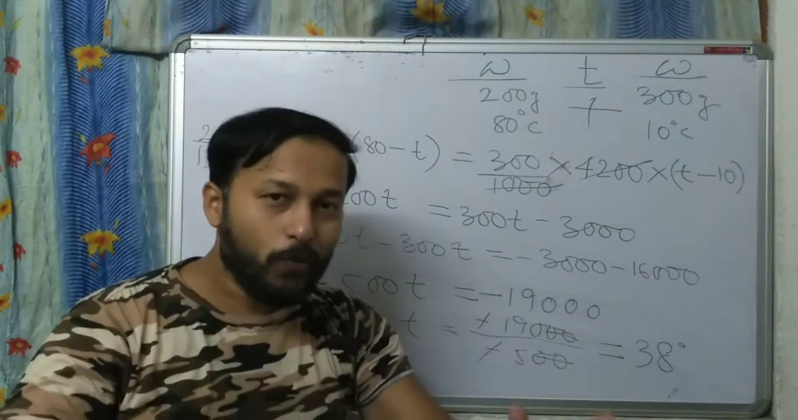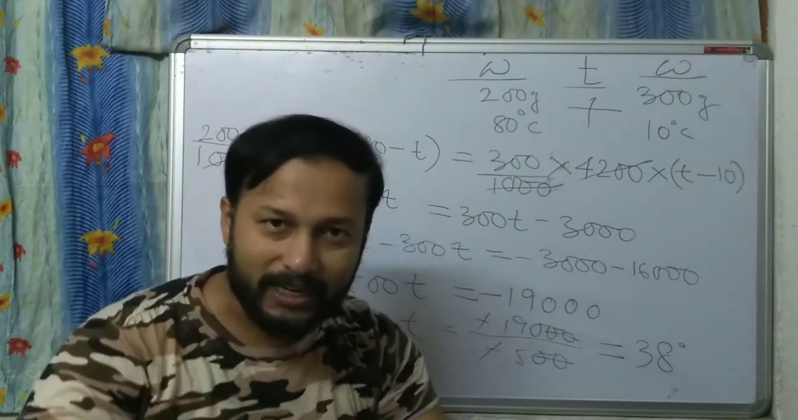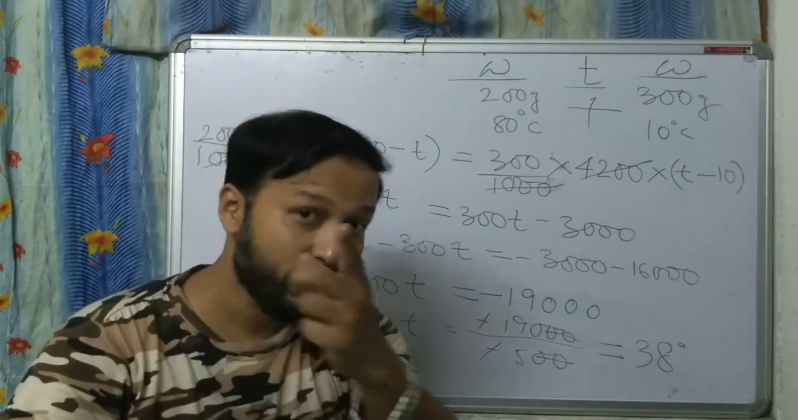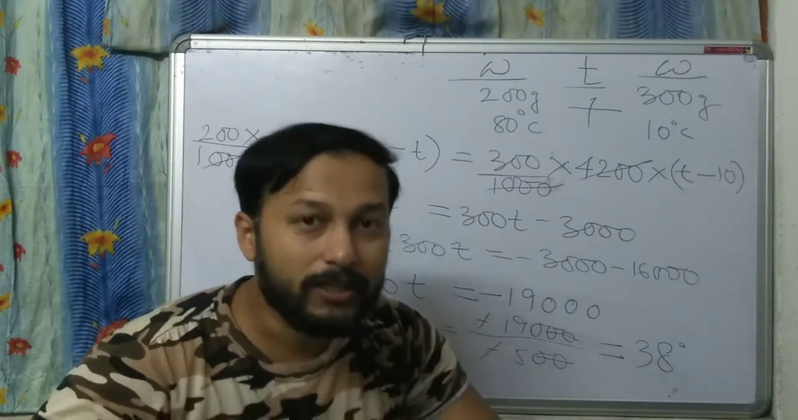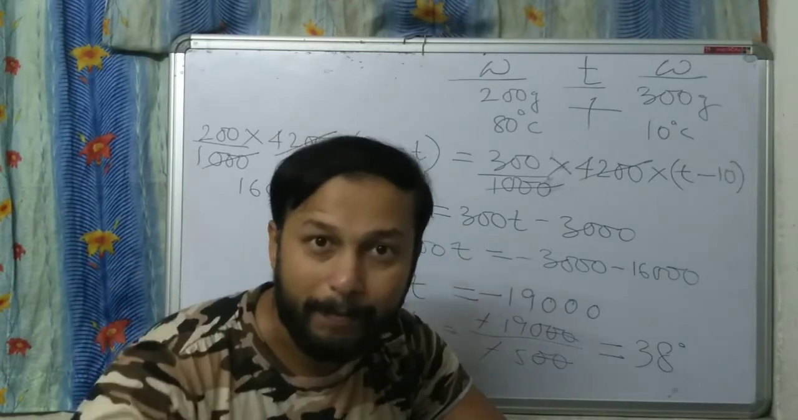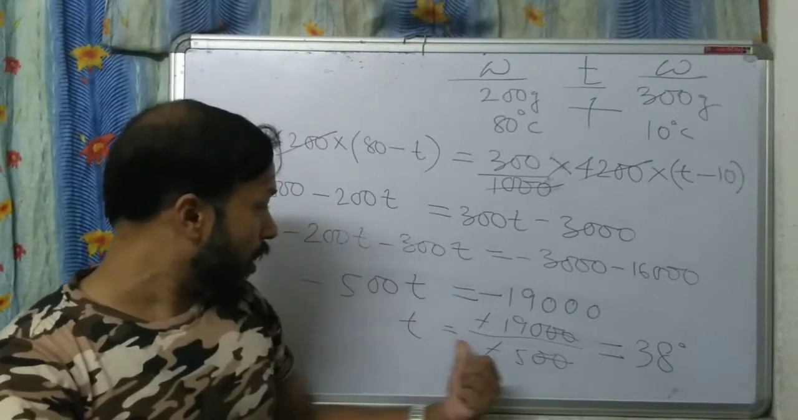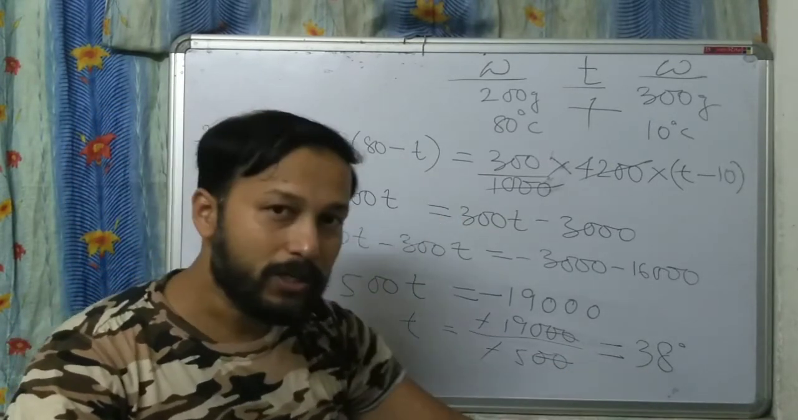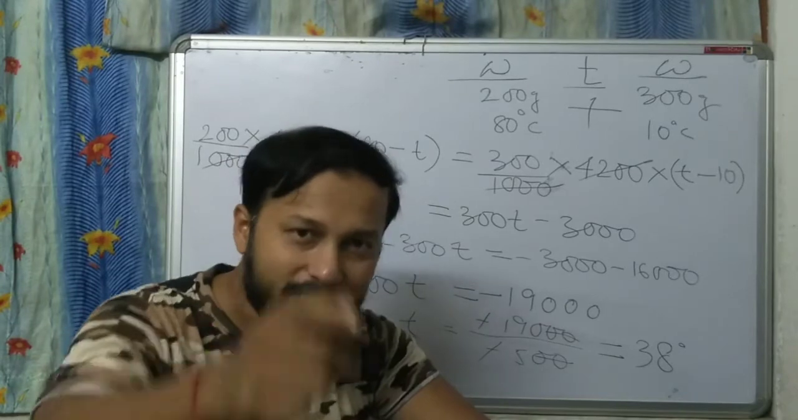Okay, so when two liquids you are mixing, then the final temperature depends, as I told you, on the mass and specific heat of both the liquids or both the materials. So in this way, by using this, you can find out the final temperature. Let's see the next question. Next sum.